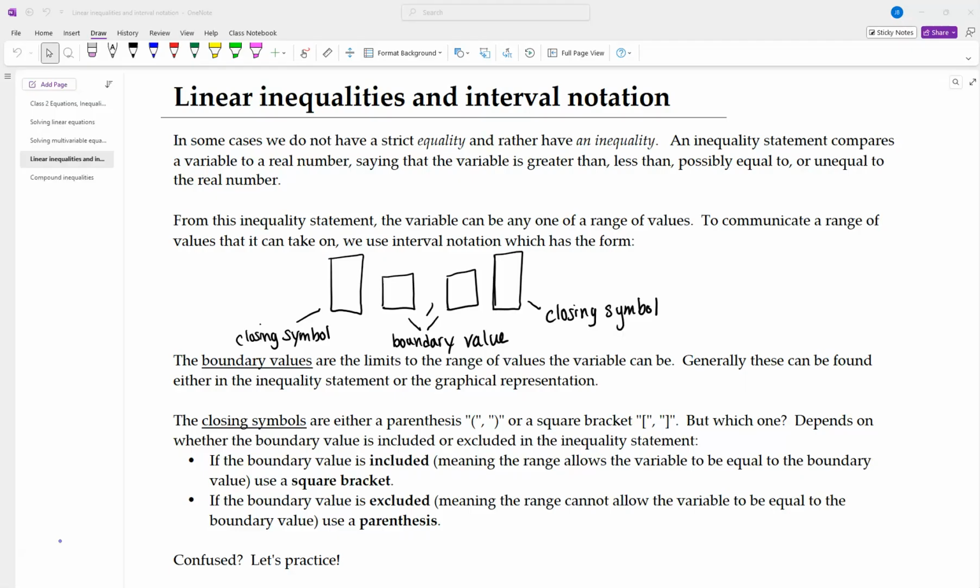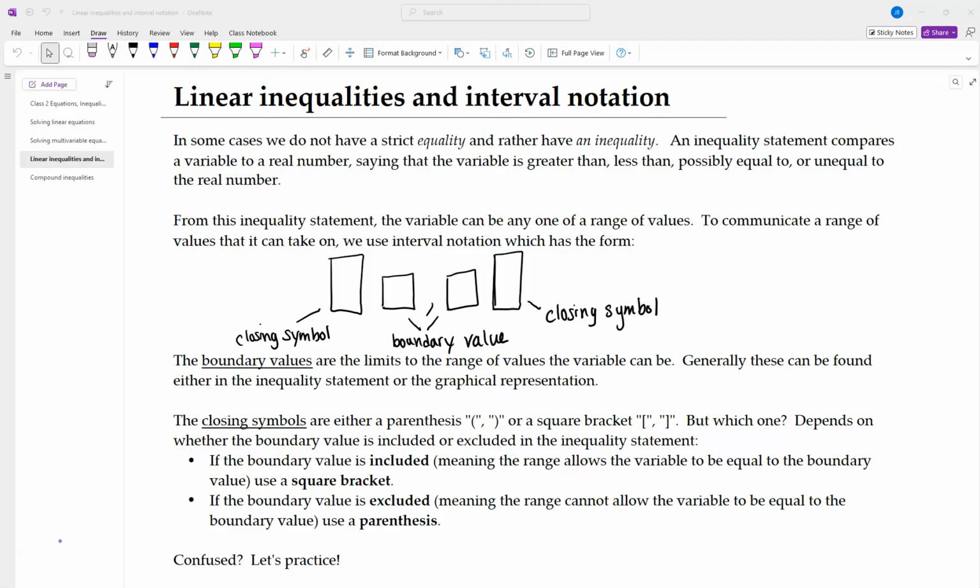So boundary values are those that we see as we go from one end to the other end. The variable can take on any value between the two boundary values, anything in between. And that's why we delimit it with those end values. The boundaries themselves can be a little tricky; sometimes they're included in that range, sometimes they're not.